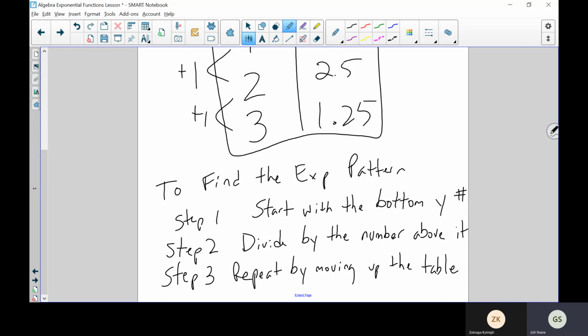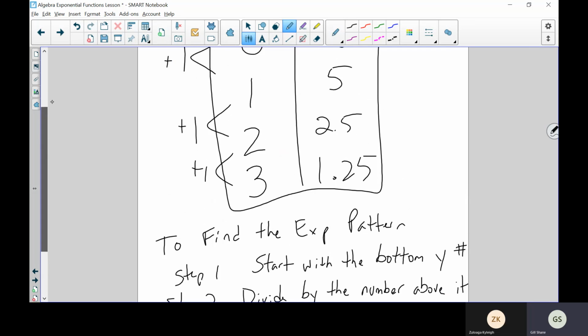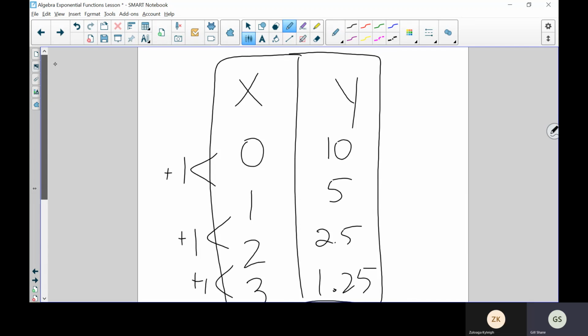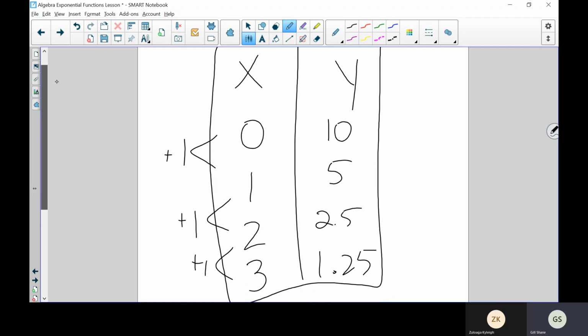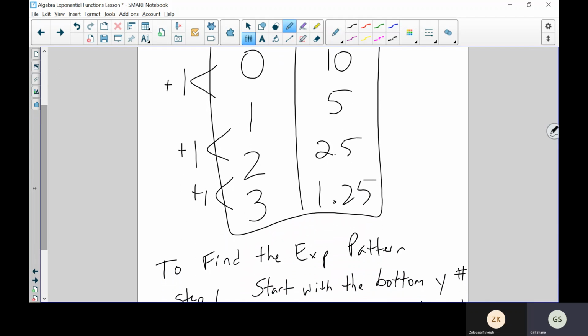So what's my bottom line number? Bottom line. Yeah, I go to the Y value, which is this column, right? The Y values are always on the right. You'll never see the Y values on the left. Y's are always on the right, or on the bottom if the table is horizontal. So I go to the bottom Y number, which is 1.25. So this is step 1. I just write down 1.25.